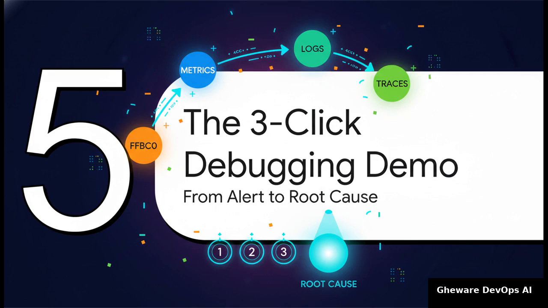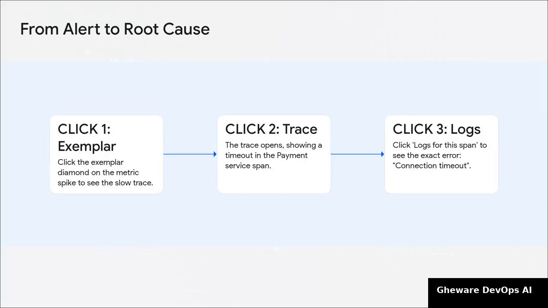Let's walk through the 3-click debugging workflow. All right, picture this. It's 3 a.m., your dashboard is flashing red with payment errors. Click 1, you see the spike, and you click that little exemplar diamond right on the graph. Instantly, you're looking at the trace. Click 2, the trace view opens and the problem just jumps out at you. A huge red span showing a 5-second timeout in the payment service.